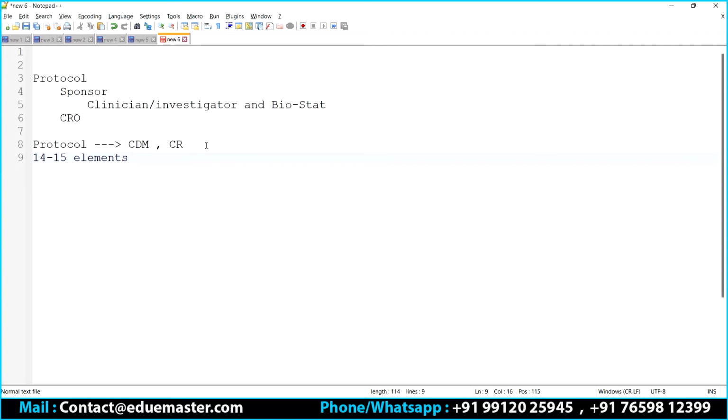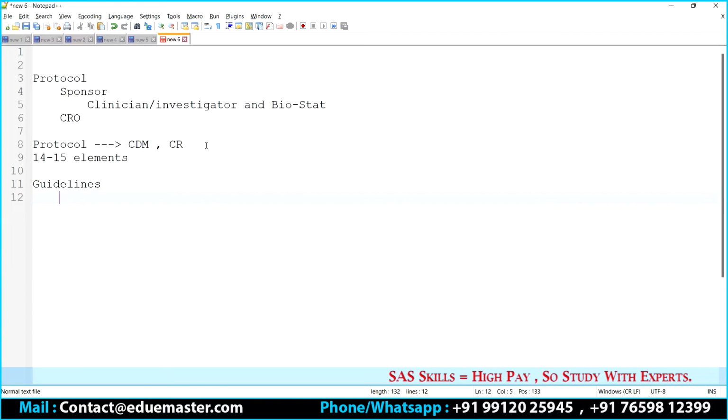The second reason why I say don't go deep is that each protocol is different. From company to company, from sponsor to sponsor, the protocol will be different. But there are standard guidelines, which describe what a good protocol should be. Every company, sponsor or CRO more or less follows the guidelines. Sometimes there are violations as well, but the FDA will ensure that the protocols are within the boundaries. All right.